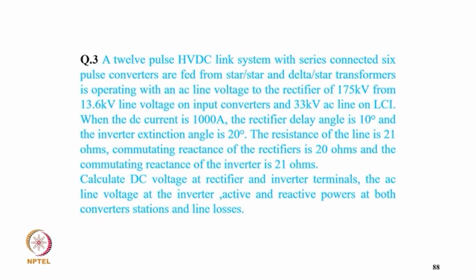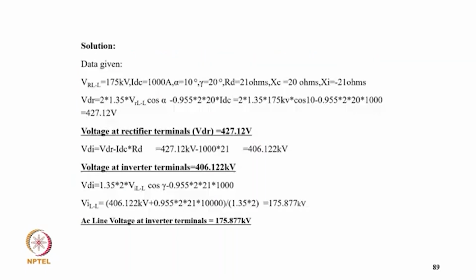Coming to example 3. A 12 pulse HVDC link with series connected 6 pulse converters is fed from star and delta star transformer, operating with an AC line voltage to rectifier of 175 kilovolt, from 13.6 kV line voltage on input converters and 33 kV AC line on LCI. When DC current is 1000 ampere, the rectifier delay angle is 10 degree and the inverter extension angle is 20 degree. The resistance of line is 21 ohm, the commutating reactance of rectifier is 20 ohm and the commutating reactance of inverter is 21 ohm. So calculate the DC voltage at rectifier and inverter terminal and the AC line voltage at the inverter, active and reactive powers at both converter stations, and line loss.